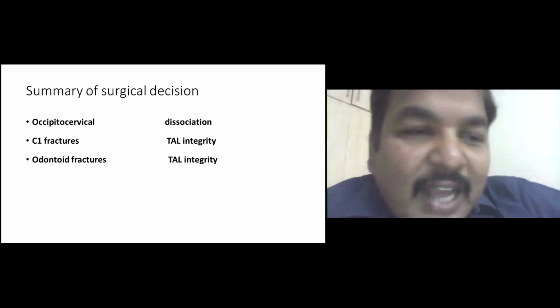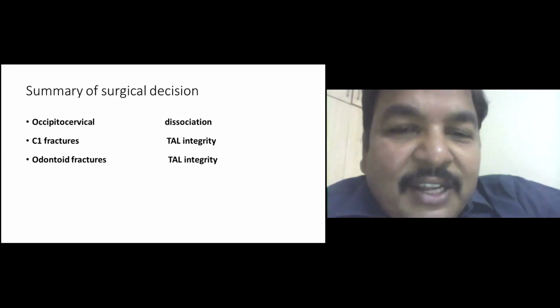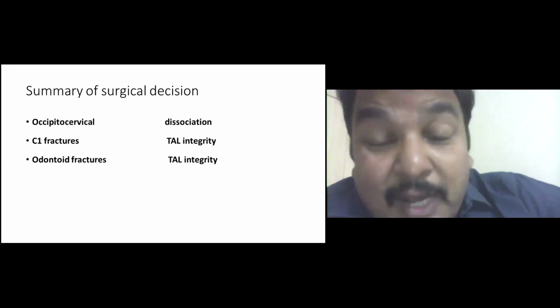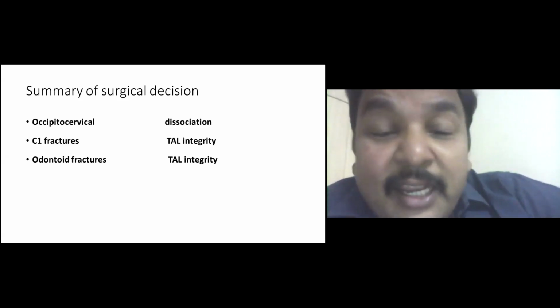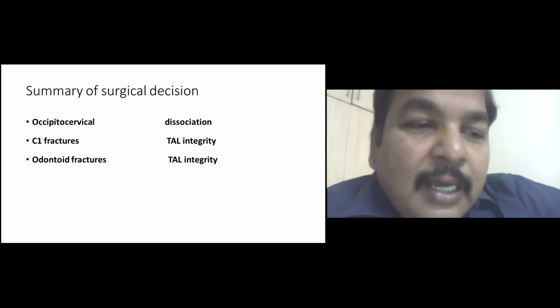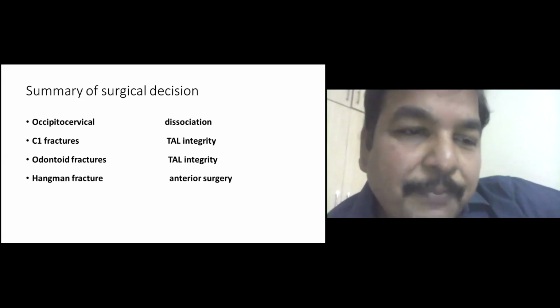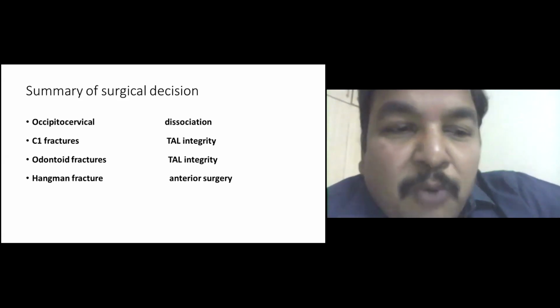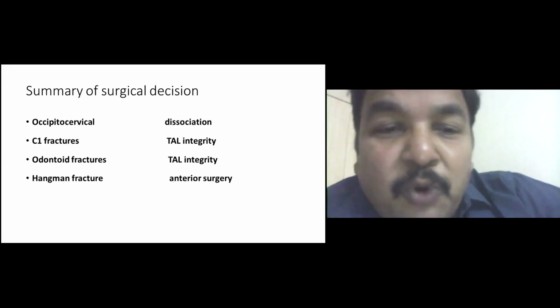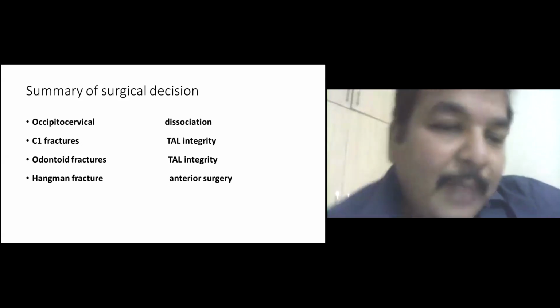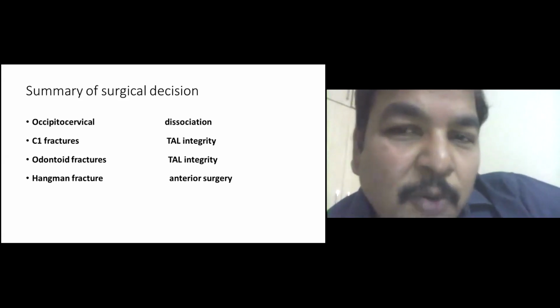Coming to odontoid fractures, the only indication for anterior surgery is a normal transverse atlantal ligament. In case the transverse atlantal ligament is torn, the management should be posterior C1, C2 fixation. Coming to hangman fractures, most of these can be managed by anterior surgery. It has more direct exposure to the fracture site. It can be debrided thoroughly. A large fusion area for the graft can be kept there. For most patients, there's no blood loss and no muscle dissection.